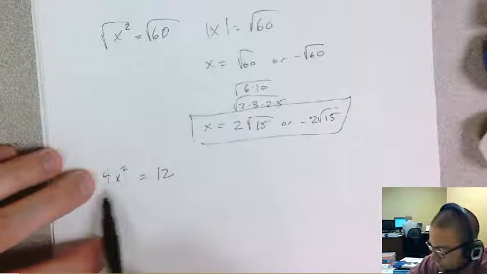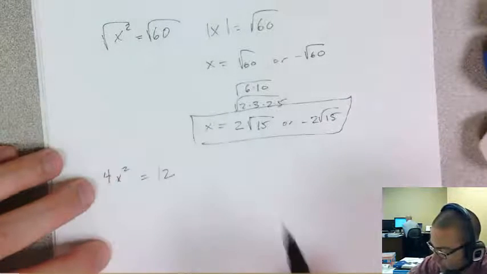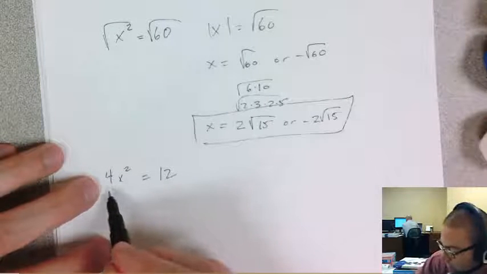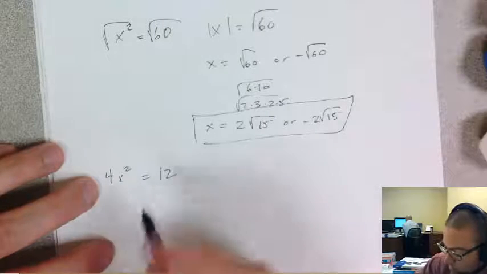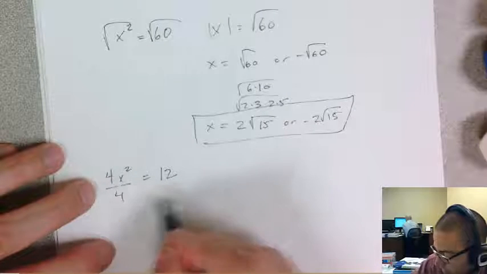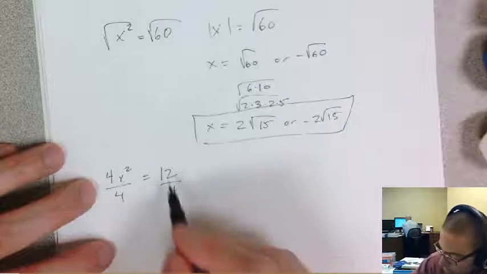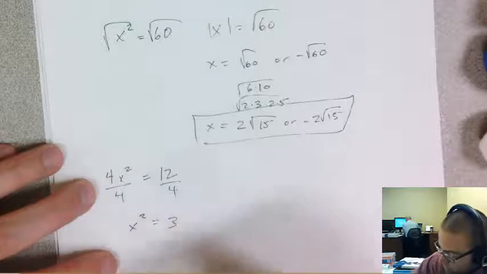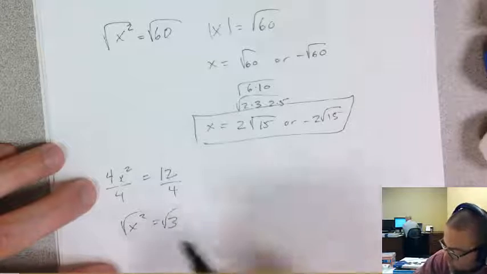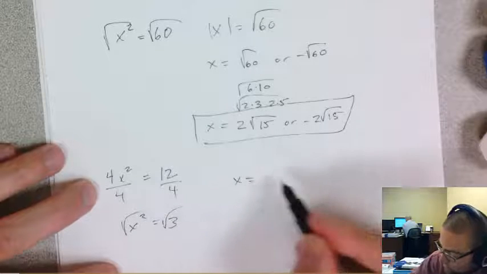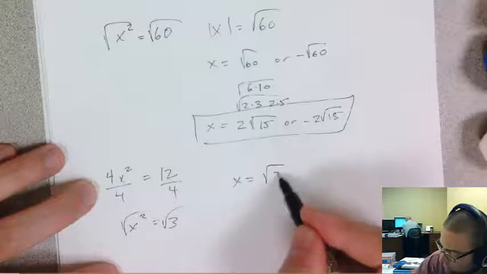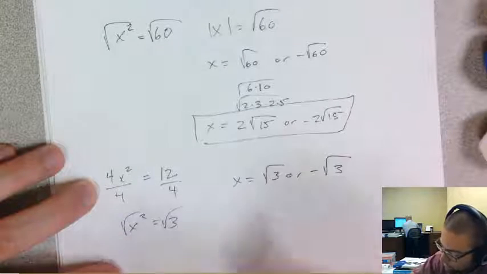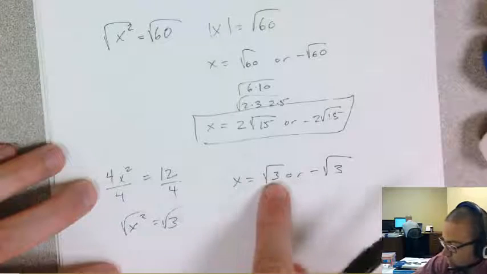Next. So now we have a coefficient on the x squared. Well, we would do it the same way that we always solve equations, and we want to get the x squared by itself first. So let's divide both sides by 4. So 12 divided by 4 is 3. I get x squared is equal to 3, and then I square root both sides, and I get x is equal to the square root of 3 or the negative square root of 3. And you can't simplify that radical because that's a prime number.